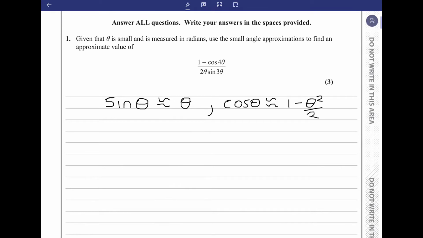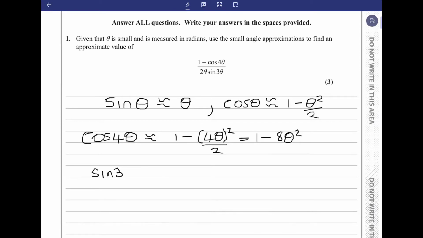So we can see that cos 4 theta is approximately 1 minus 4 theta squared over 2, which equals 1 minus, and then 4 theta squared is 16 theta squared, divided by 2 is 8 theta squared. Similarly, sine 3 theta is approximately 3 theta.